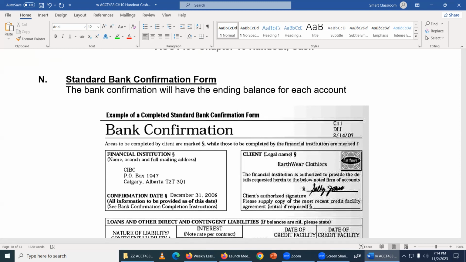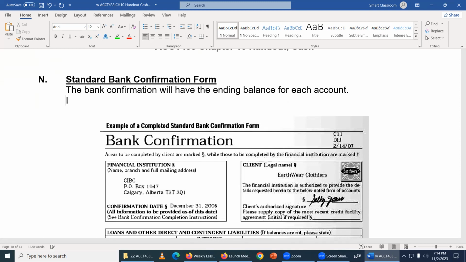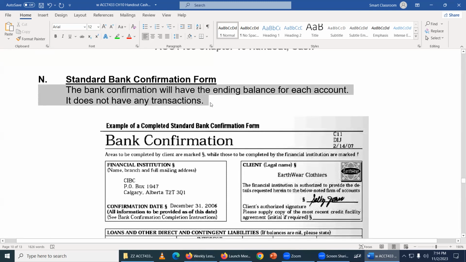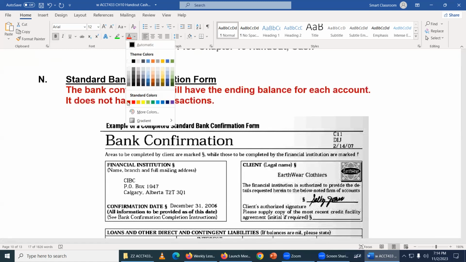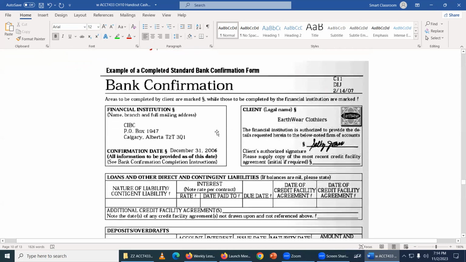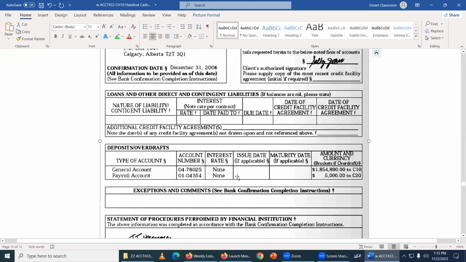So it will have the ending balance for each account. It does not have any transactions. So you will not find any outstanding checks or deposits in transit or deposits for the period or any of that in there. So a standard bank confirmation just says, for instance, here's the account, here's how much the balances are in those accounts, and that's it.